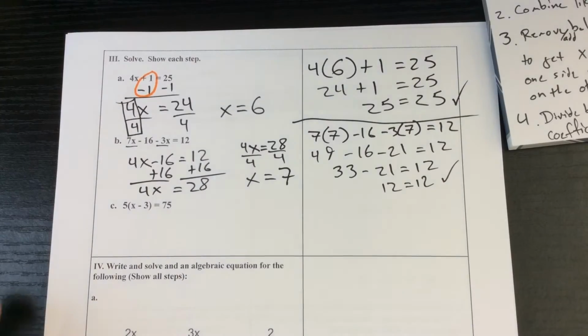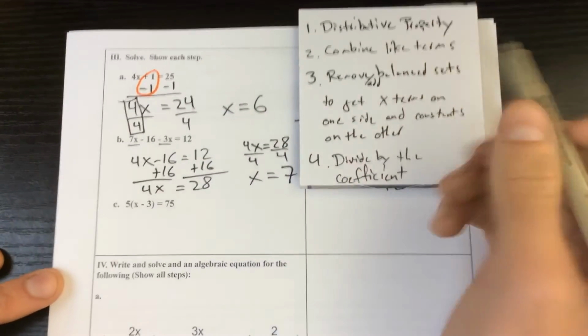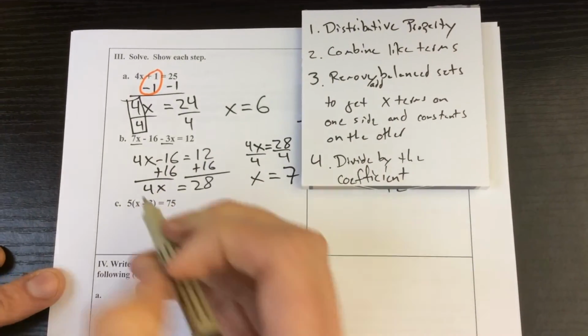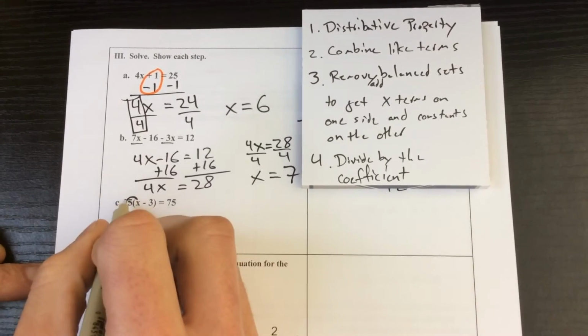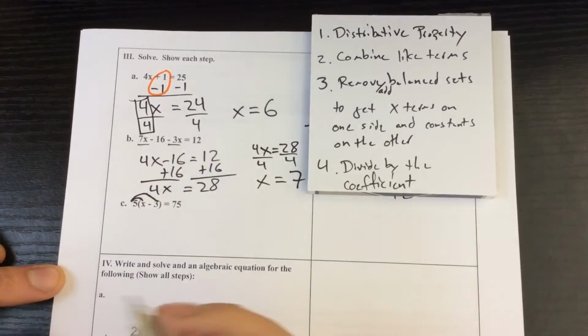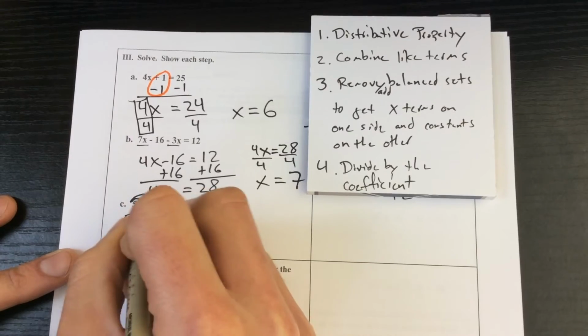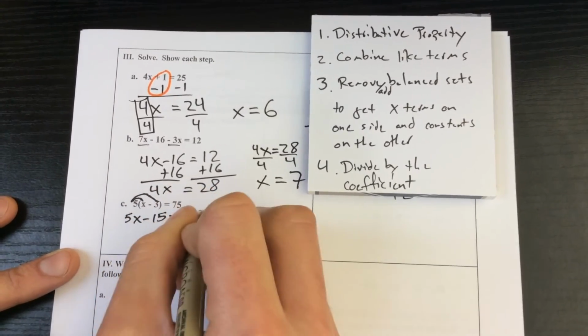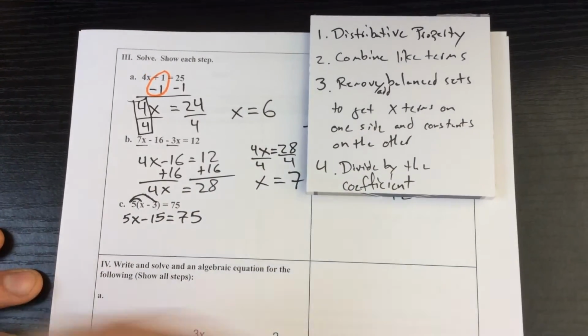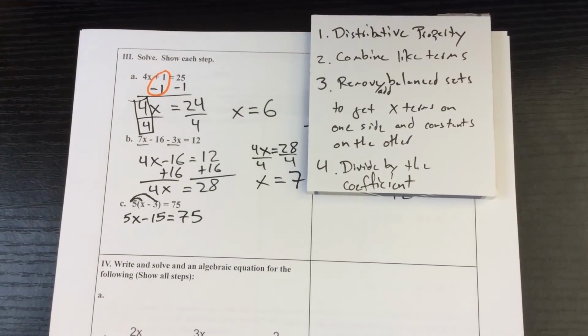All right, letter C. Finally, we have the distributive property. So I'm going to do that first. 5 times x, 5 times 3. You got to multiply them both. This becomes 5x minus 15 equals 75. Combine like terms, there's nothing left to combine.